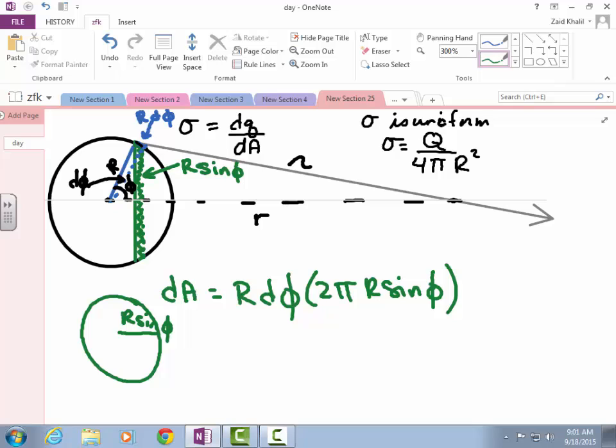Wait, I just have a geometry question. Sure. So what you just did right there with the r d phi, that's like taking the cylinder and you take the area times the height. Be careful. The r d phi is just that length right there.